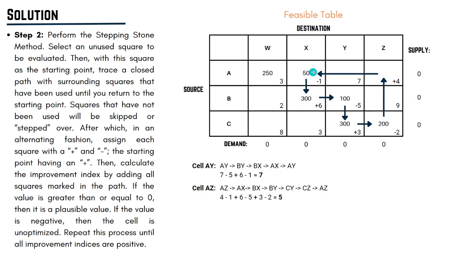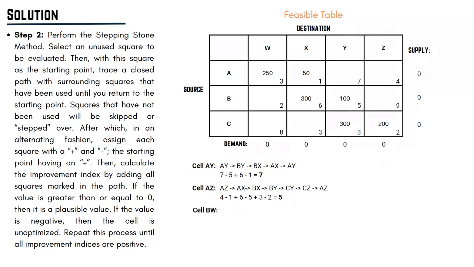Again, assign the plus and minus signs. So plus, negative, plus, negative, plus, minus, negative, plus. Then we add once again. 4 minus 1 is 3, plus 6 is 9, minus 5 is 4, plus 3 is 7, minus 2 is 5. Our improvement index is positive, henceforth it is a plausible cell.